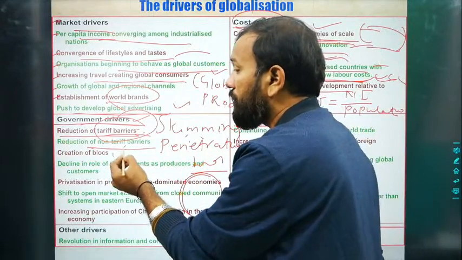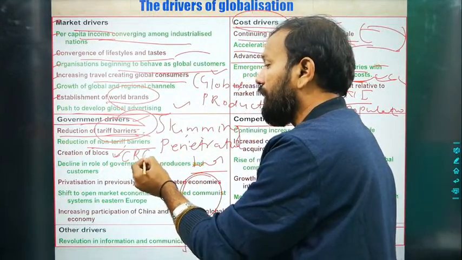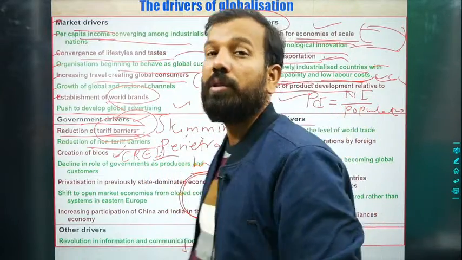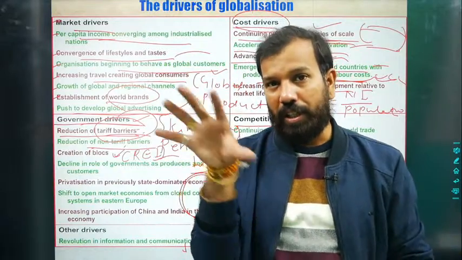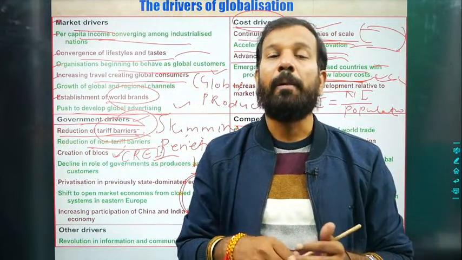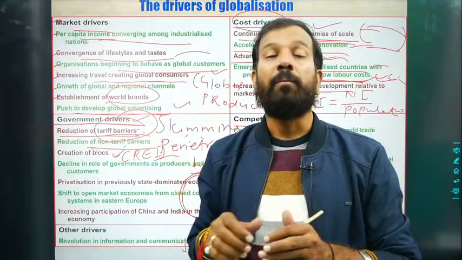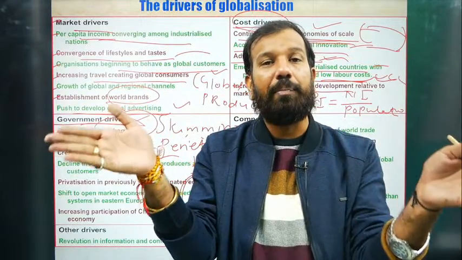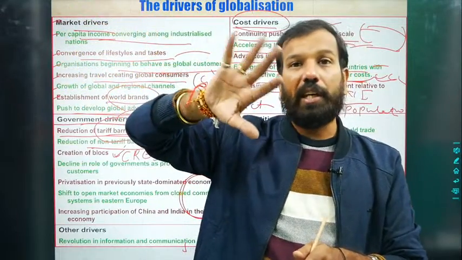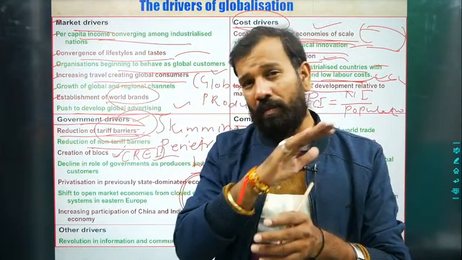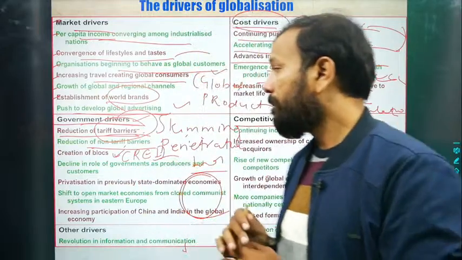Next, creation of blocks, that is regional economic integration. REI is again one of the important topics of UGC NET in international business and economics. Governments try to create certain blocks so there can be free movement of labor and capital, and free movement of certain businesses.